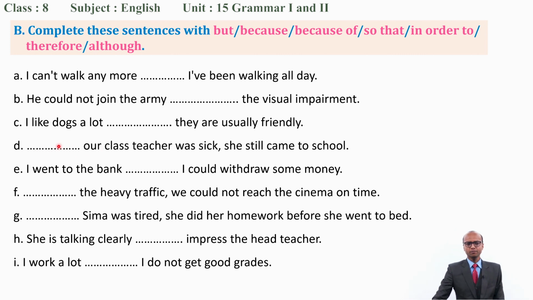Blank space, our class teacher was sick, she still came to school. E, I went to the bank, blank space, I could withdraw some money. F, blank space, the heavy traffic, we could not reach the cinema on time. G, blank space, Seema was tired, she did her homework before she went to bed. H, she is talking clearly, blank space, impressed the head teacher. And the last sentence is, I work a lot, blank space, I do not get good grades.